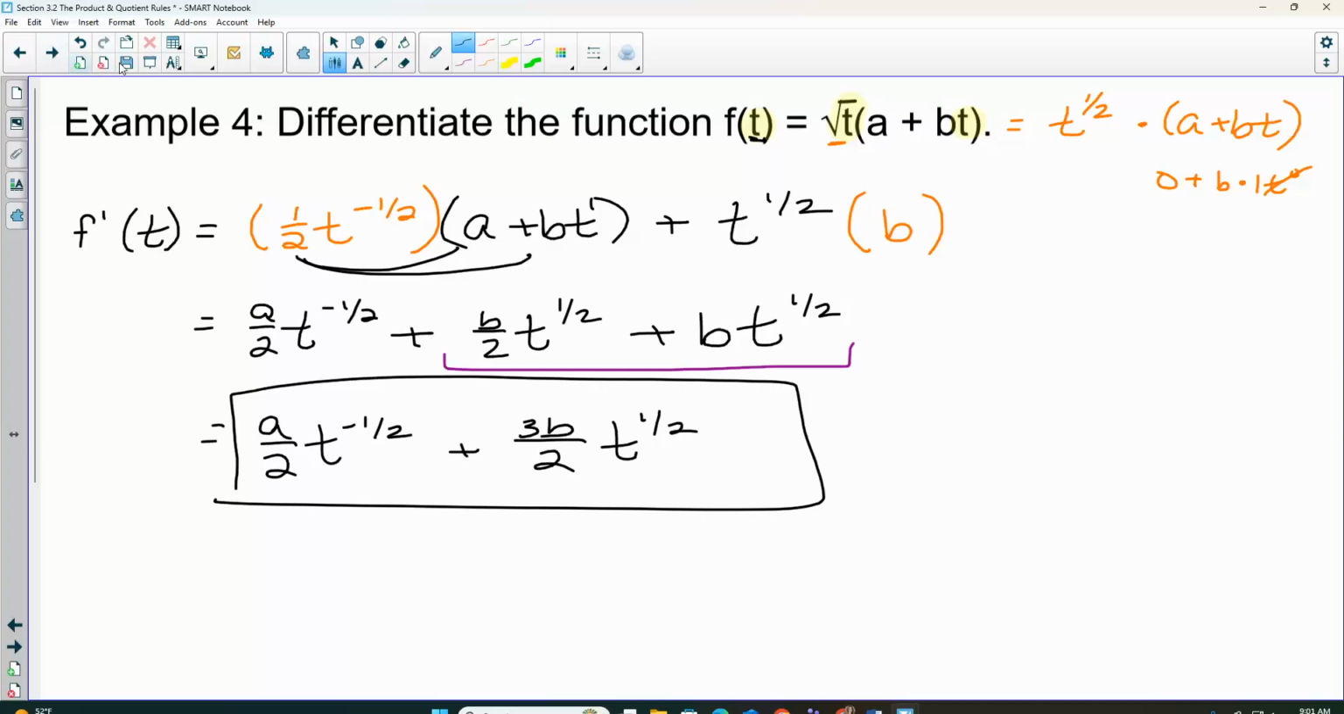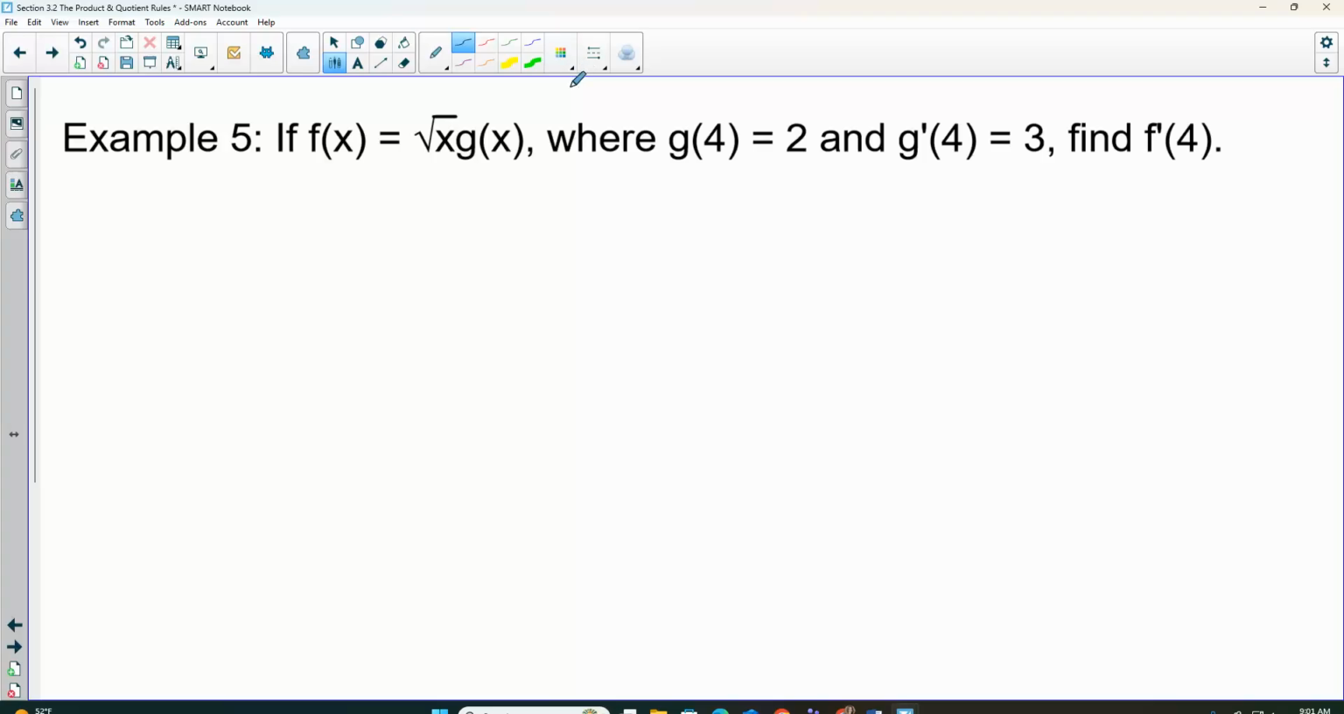Let's try this. If f of x is the square root of x, so that's like x to the 1/2, times g of x. Okay, g of x is representing another function. Did I tell you what that function was? No, so it's forcing us to do the product rule here. I want to find f prime of 4.